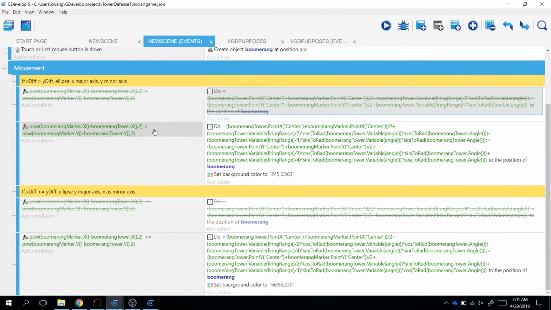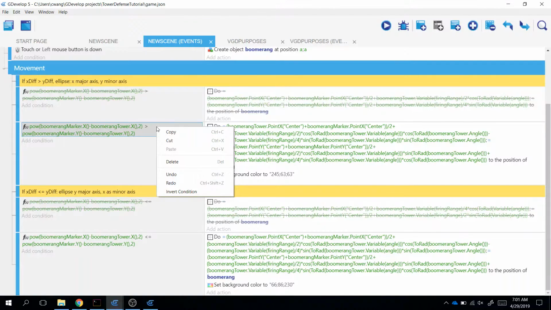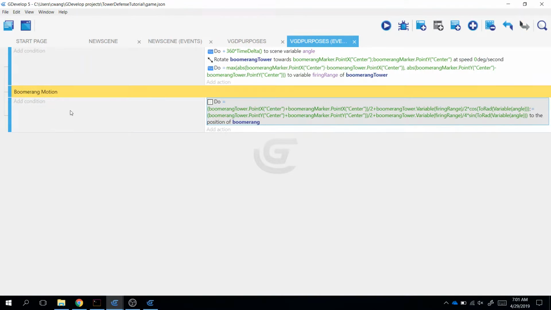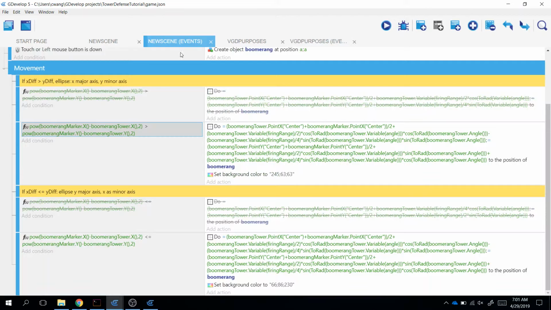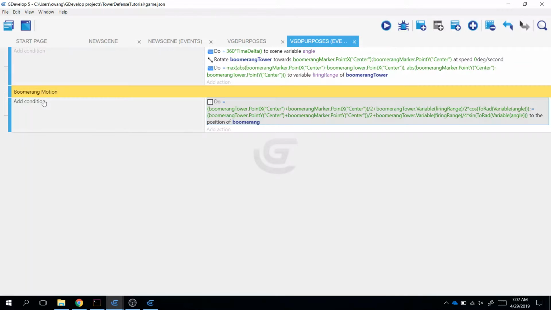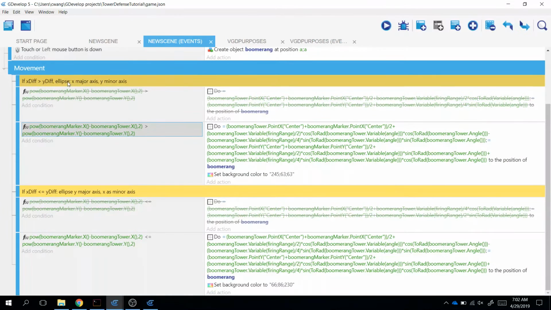Well, I'm going to go ahead and just use what I have here. I'm going to copy, and I'm going to paste. Actually, I need to make sure it's the right one. If x difference, okay. So we have two conditions. If the x difference is greater than the y difference, we want the major axis to be the x and the minor axis to be the y. If the other one's true, if the y difference is greater or equal to the x difference, we want the y to be the major and the x to be the minor.